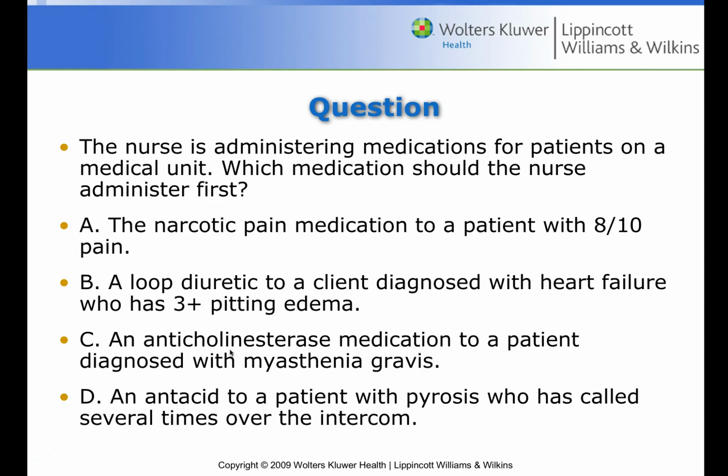And again, that goes back to what we said about a first priority, a second priority, and a third priority. Narcotic pain medication tends to be a safety measure, and we're going to treat it as such. The other concerns, B, C, and D, are not emergent issues that have to be addressed immediately. So if you had to prioritize, A is going to be your choice.